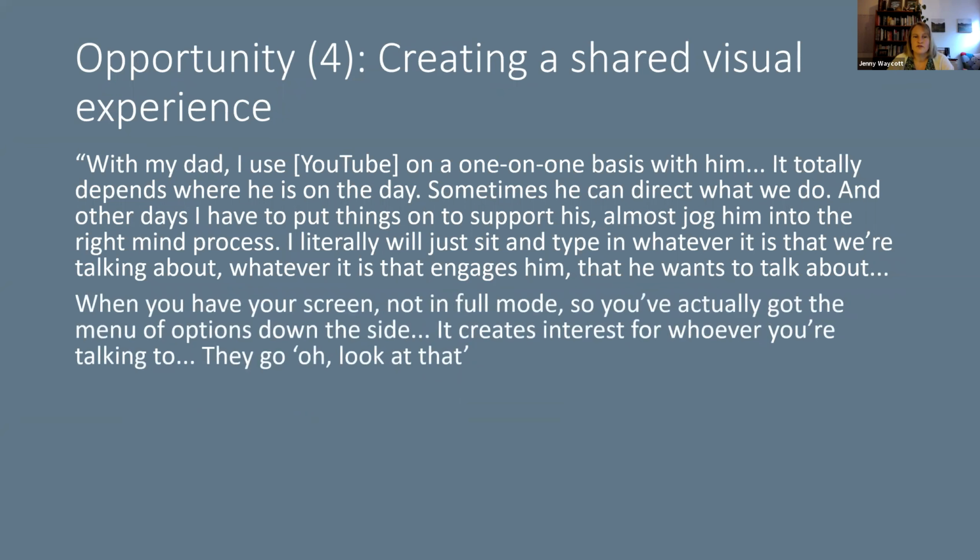And she said, when you have your screen not in full mode, so you've actually got a menu of options down the side, it creates interest for whoever you're talking to. They go, oh, look at that. So what she's saying here is that with not just the video or the photograph that's on display at the time, but there are other options there for them to see. They might be distracted, or they might want to direct the conversation towards those other prompts.